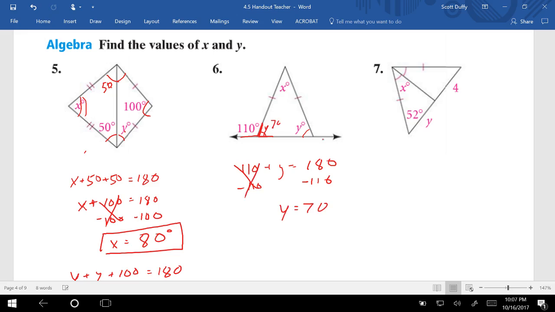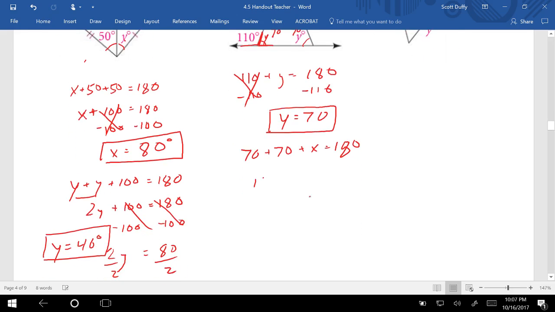So I get 70 in this corner, 70 in this corner, and then I have x left over because I know 70 plus 70 plus x equals 180. 140, put those together, plus x equals 180. Subtract 140, x equals 40.